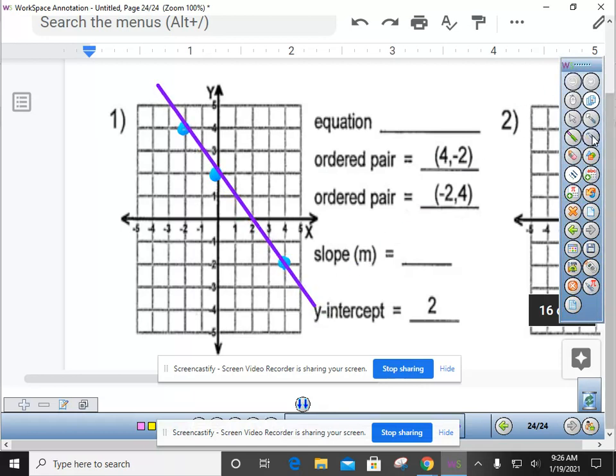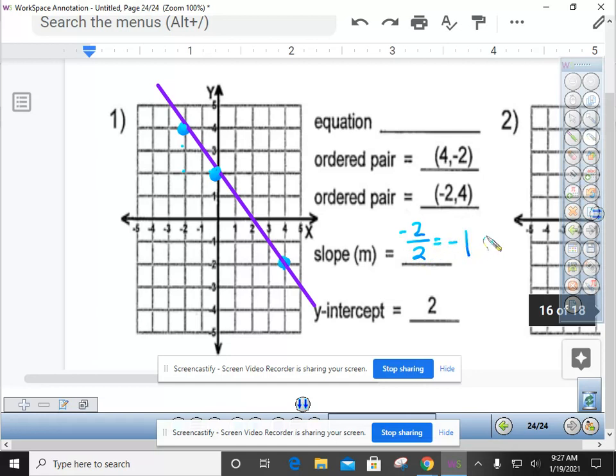Is this a positive or negative slope? Negative. So I'm going to just use these 2 dots, okay? You can use whatever you want. These are closest, so I'm going to use them. This is 1, 2, 1, 2. So down 2 is what? Negative 2. Over 2. And what's a negative 2 divided by 2? Negative 1.